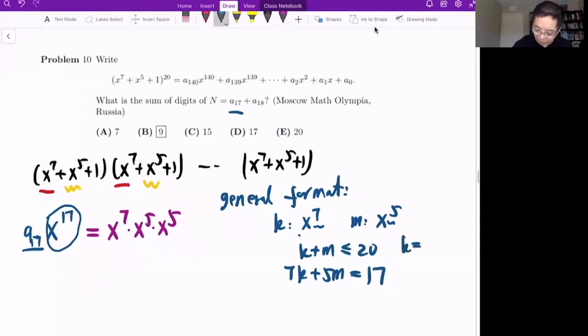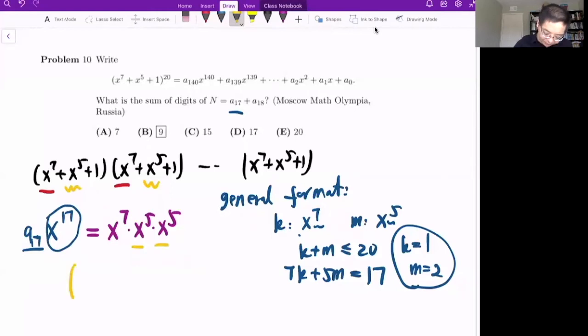So that's k equals 1 and n equals 2. That means we need to choose 2 copies of x to the 5. That's 20 choose 2, right? Because in total we have 20 copies. We need to choose from these 20 copies, we choose 2 copies. From those 2 copies, we use x to the power 5.